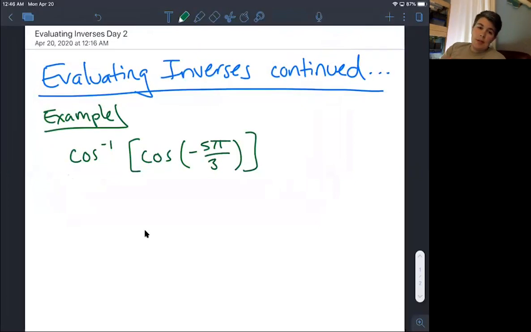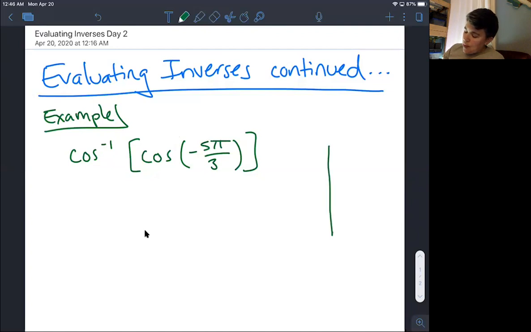So you might be thinking to yourself, holy cow, those cosines just cancel out. The inverse and the cosine, what? Get it out of here. So you're not entirely wrong, but I want you to be careful because this is what we talked about last time with the principal values, right?